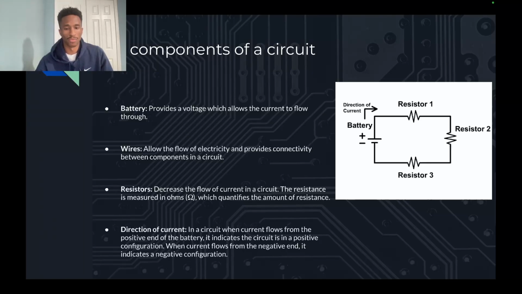The resistors control the flow of current in the circuit by adding resistance. They protect other components from excessive current, causing the circuit to short. The resistance is measured in ohms, which will be seen in the math portion of this presentation, and different resistors have different resistance values. The direction of current describes the orientation of the battery, as mentioned before. When the current flows from the positive end of the battery, the circuit is in a positive configuration, but when the current flows from the negative end, the current is in a negative configuration. The direction is usually denoted by an arrow as seen in the diagram.